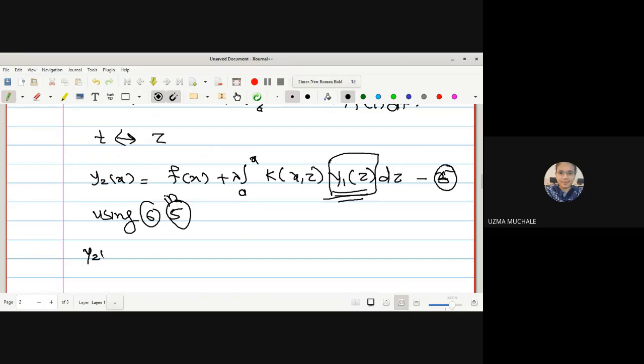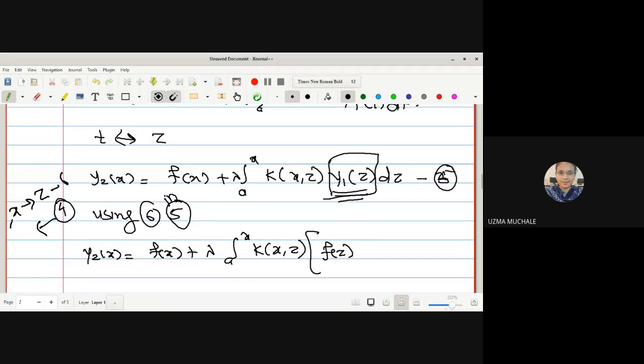Using equation 6 in equation 5, we get y2 of x is equal to f of x plus lambda integration a to x k of x z as it is. Y1 of z we have to write down. The value of this is from equation 4. In equation 4, x is replaced by z and then we got equation 6. This equation 6 we are using here: f of z plus lambda integration a to z k of z t f of t dt, and the total integration is with respect to z.